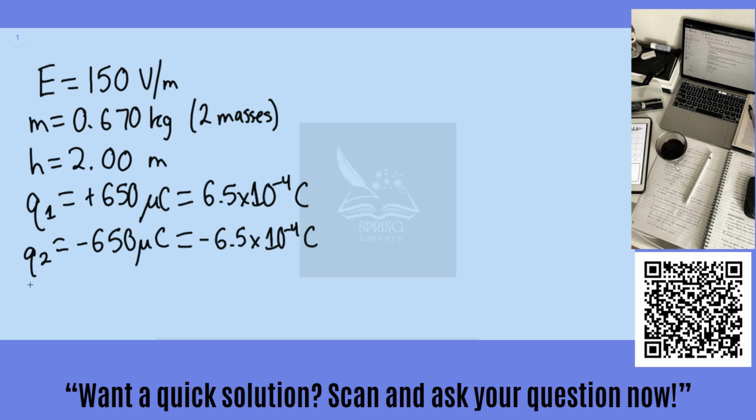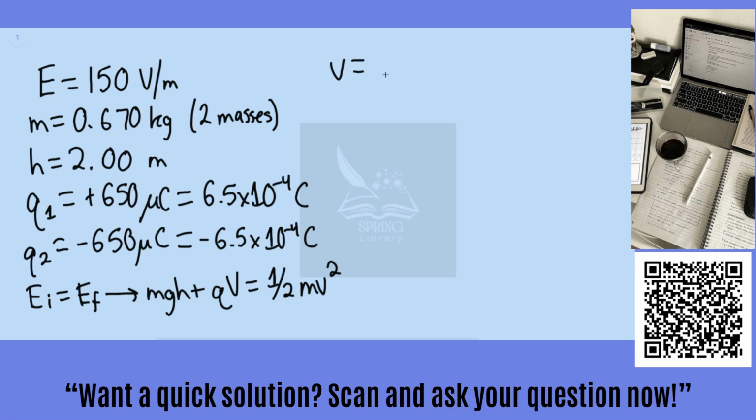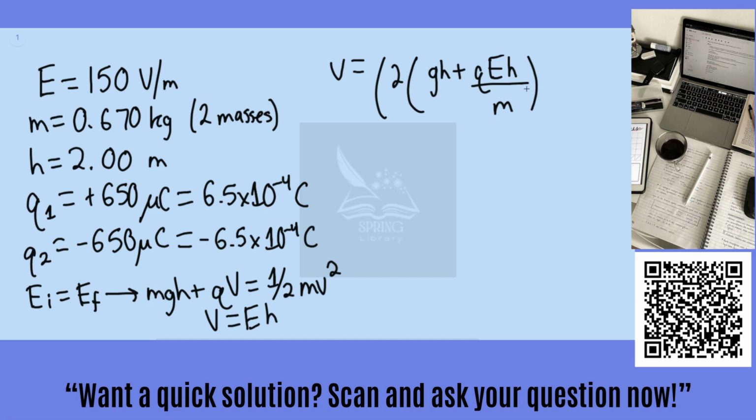Now at this point, we know that the energy initial is going to be equal to the energy final. And we can say that the gravitational potential energy plus the potential energy stored is going to be equal to half of mv squared. Now, at this point, we can solve for v and say that v is going to be equal to 2 times gh plus qEh over m. Again, here, capital V simply equals E times h, divided by m, and then this entire thing to the 1/2 power.